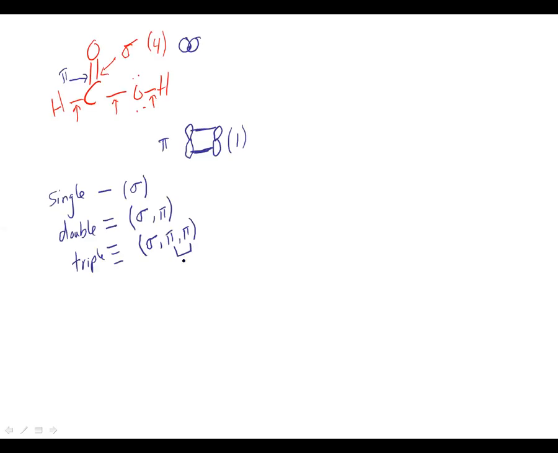It would be a result of those unhybridized p orbitals doing that type of overlap. Any questions on what we finished up with last time?